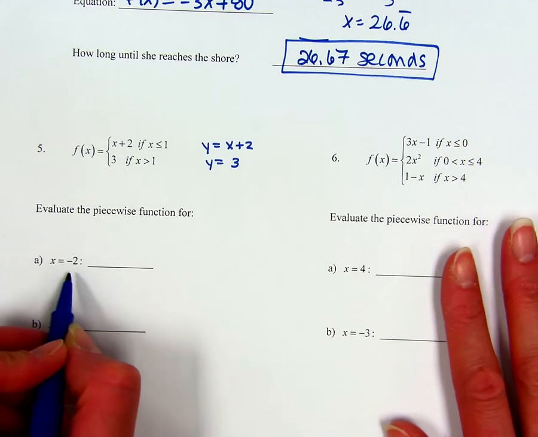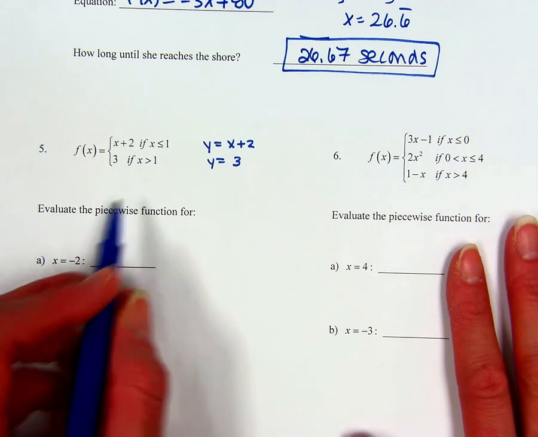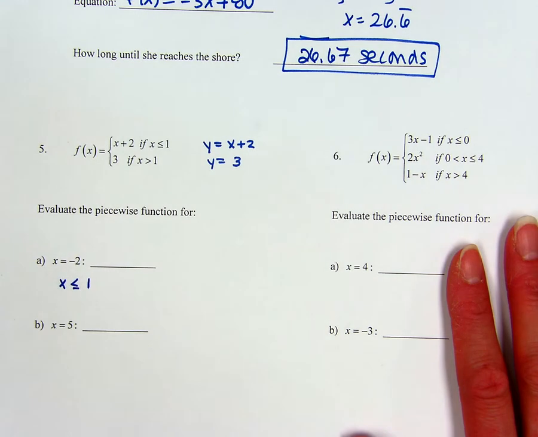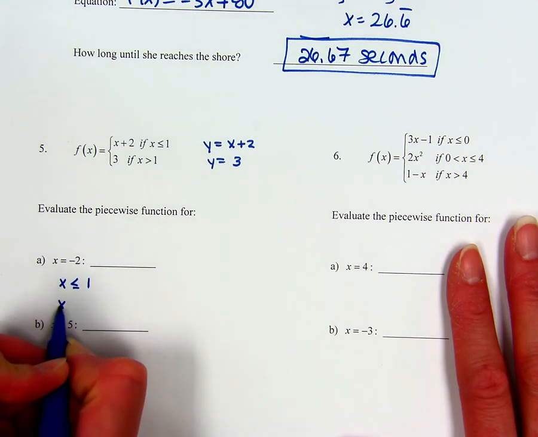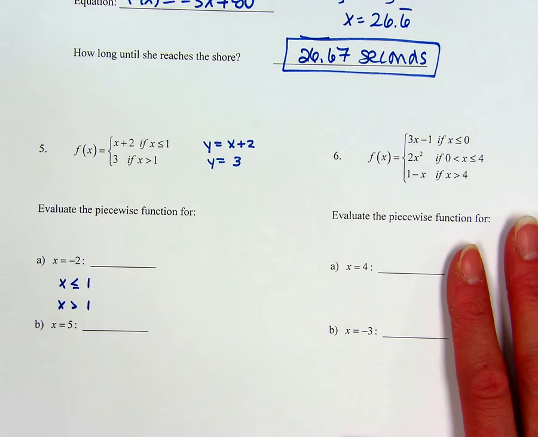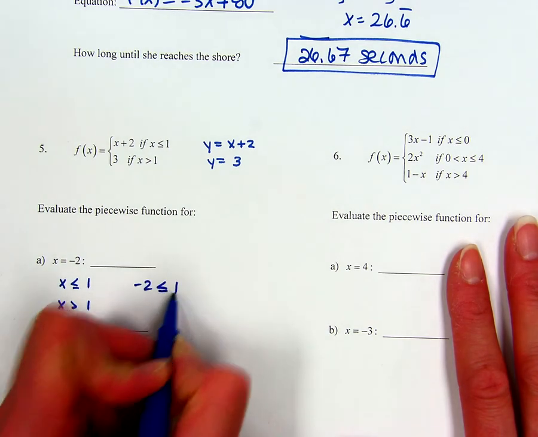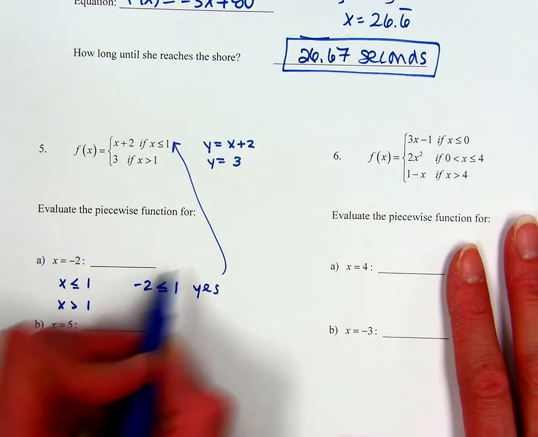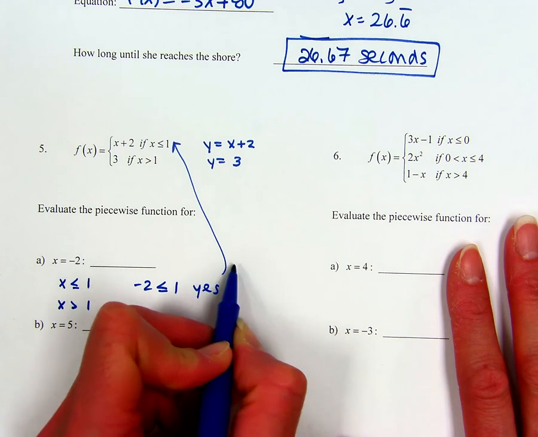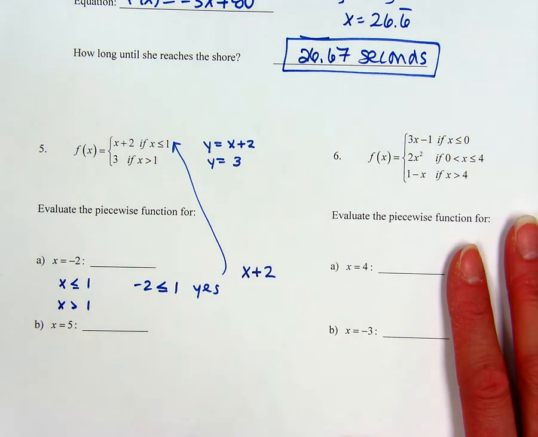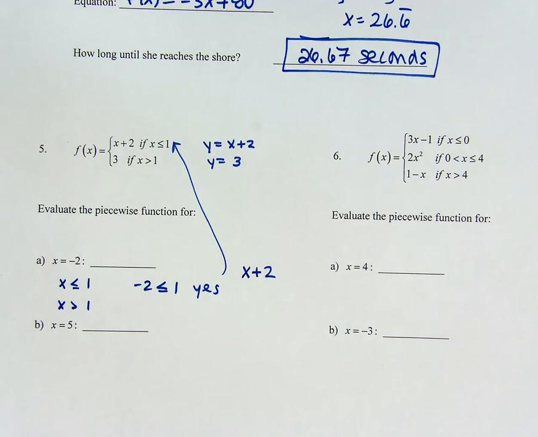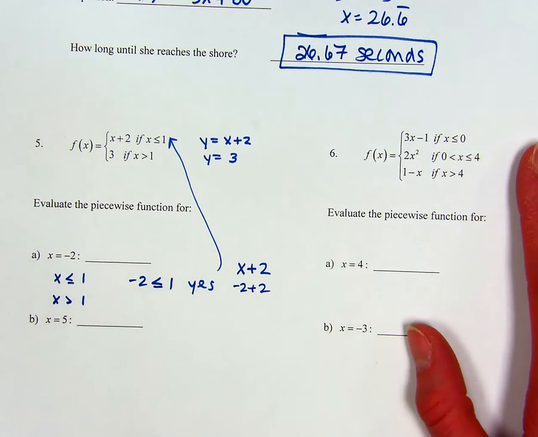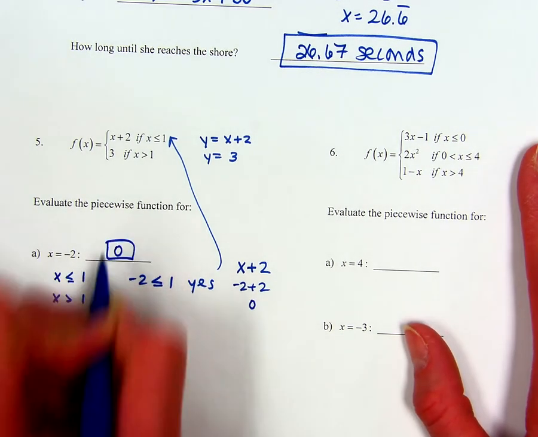So let's look at which equation we are using. When x is negative 2, is negative 2 less than or equal to 1, or is that x value greater than 1? All right, so is negative 2 less than or equal to 1? Yeah. So that's the one we're going to use. So we're using y equals x plus 2. Now I just need to put in the value that they give me, which is negative 2. So negative 2 plus 2 is 0. So my answer is 0.